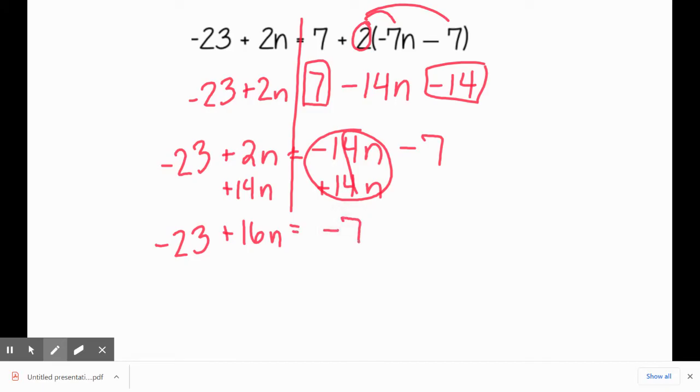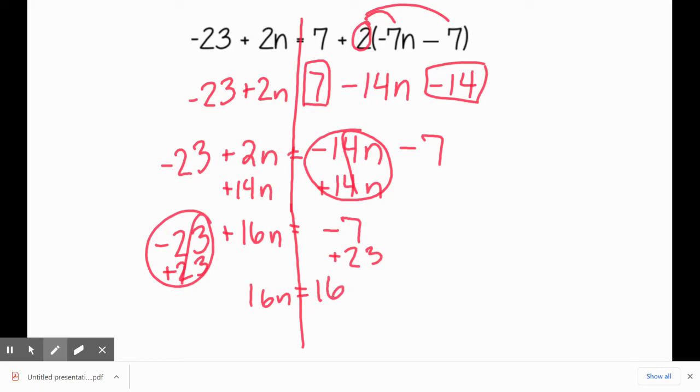Now from here, I need to add 23 to both sides. And the negative 23 and 23 cancel. 16n equals positive 16. And divide both sides by 16. And you should have gotten n is equal to 1 as your solution. And that was our last example.